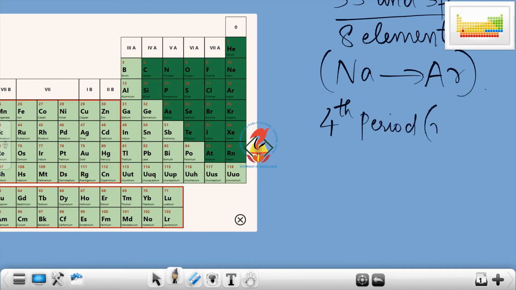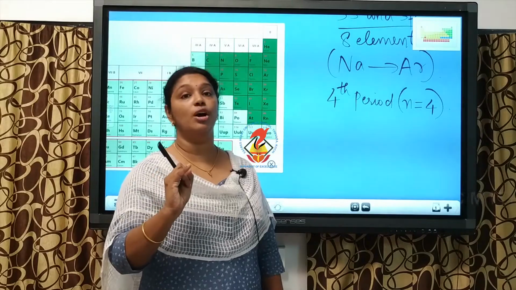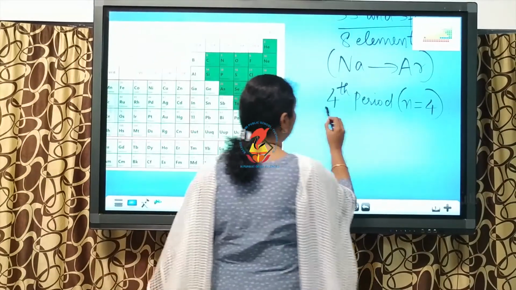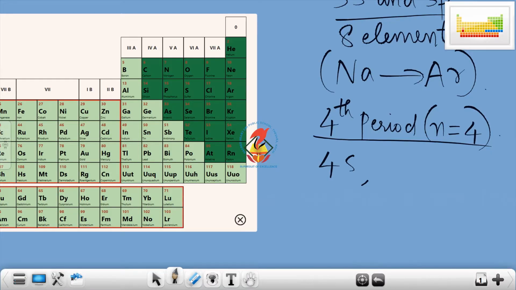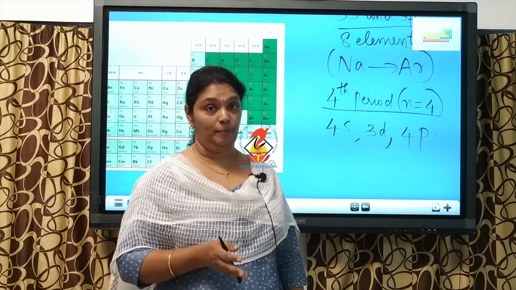In fourth period we have n is equal to 4. Now in fourth period, first 4s orbital gets filled. So we have in fourth period 4s orbital getting filled first. After 4s comes 3d orbital. After 3d comes 4p orbitals getting filled. So these are the 3 orbitals that get filled in fourth period, that is 4s, 3d and 4p.